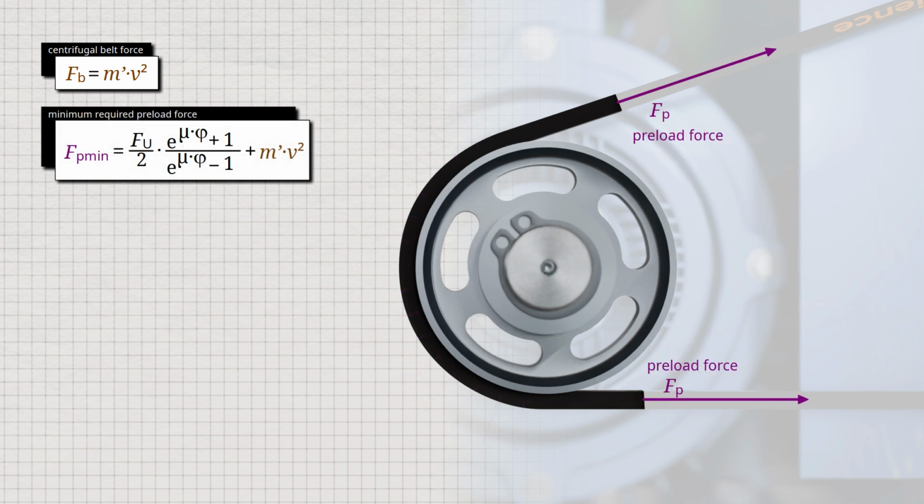In the video on power transmission, the necessary preload force to compensate for the centrifugal force was already discussed and the result is as shown. The term in brown indicates the additional preload required to compensate for the centrifugal forces that will occur later in operation.